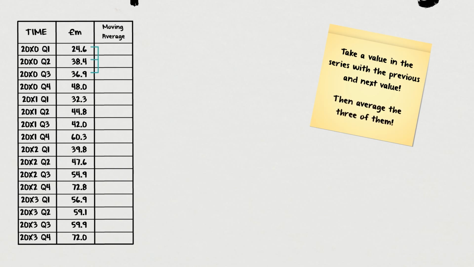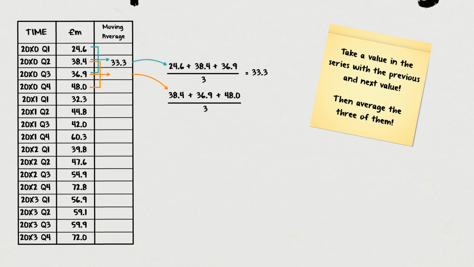So let's calculate the moving average here. So we've got 24.6 million plus 38.4 plus 36.9, divide that by 3, and that gives the result of 33.3 million. So that figure then goes into our moving average column there. And then the whole thing moves along one. So now we use quarter two, quarter three, and quarter four, and follow the same process, find the average, and put that into the column. So that's now 41.1 million.